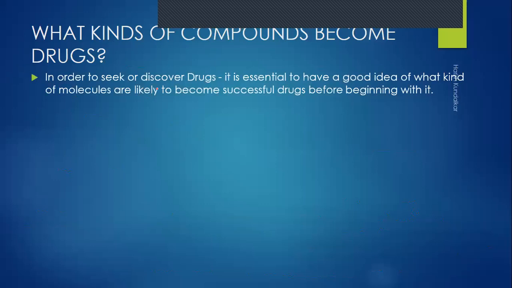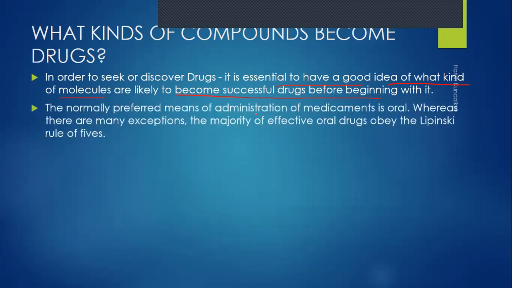And what kinds of compounds go on to become drugs? In order to seek or discover drugs, it is essential to have a good idea of what kind of molecules are likely to become successful drugs before beginning the process of drug design and drug discovery. The normally preferred means of administration of medicaments is oral, although there are many exceptions. The majority of orally effective drugs obey Lipinski's rule of five.